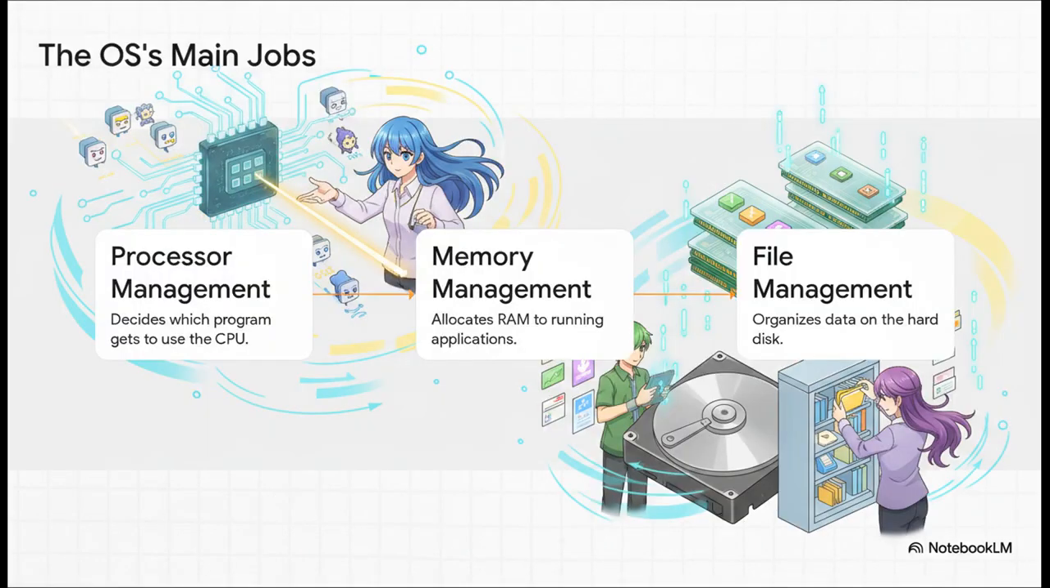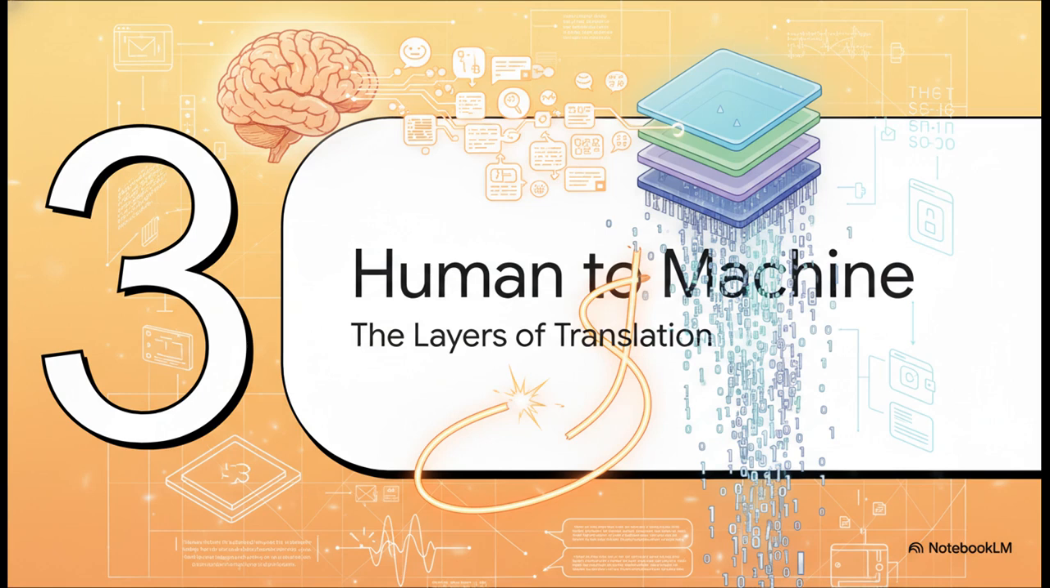So the OS is constantly juggling three huge jobs. First up, processor management. It decides which of your open programs gets to use the computer's brain, the CPU, at any given millisecond. Second, memory management. It carves out and allocates chunks of RAM to each app so they have the workspace they need to run. And third, file management. It organizes all your stuff, your documents, photos, programs, on the hard drive so you can actually find them later.